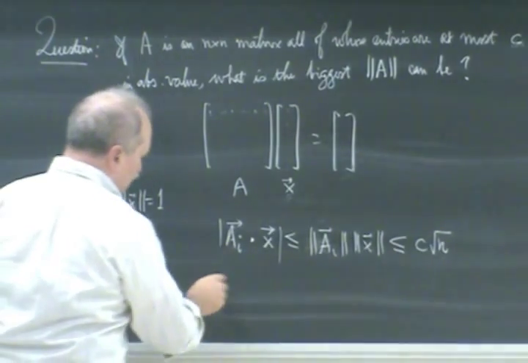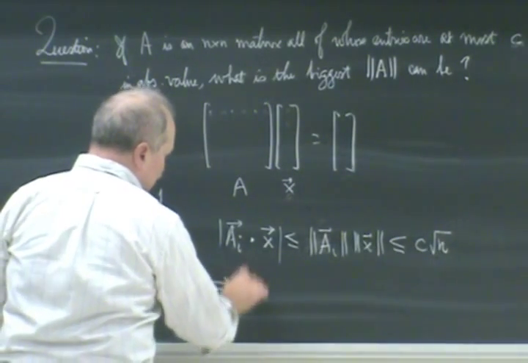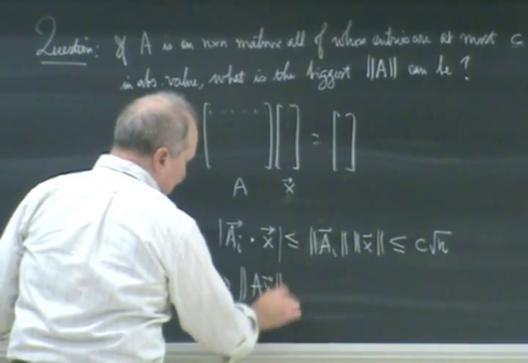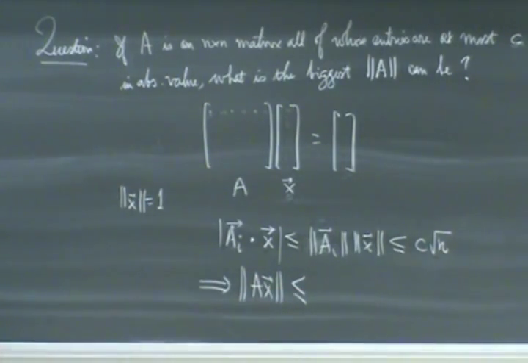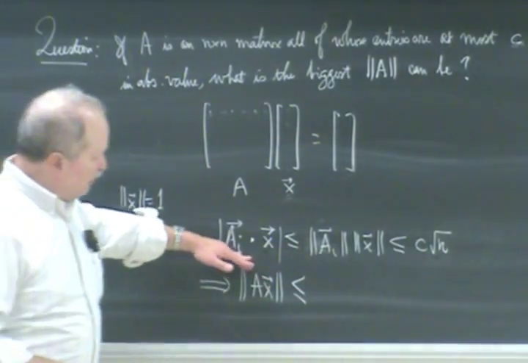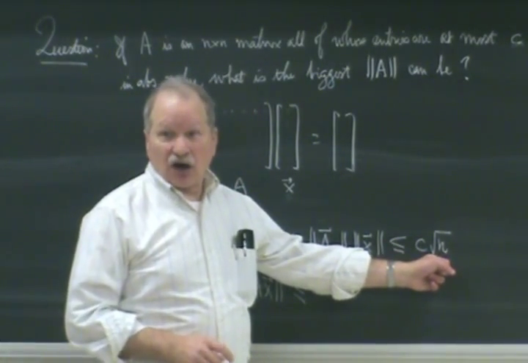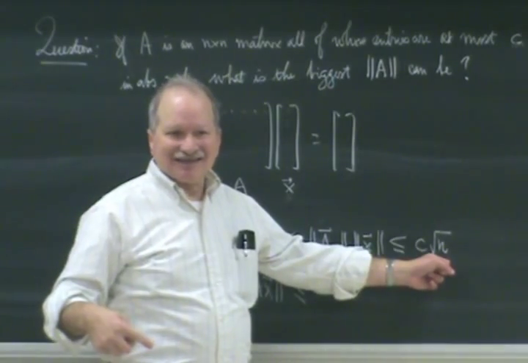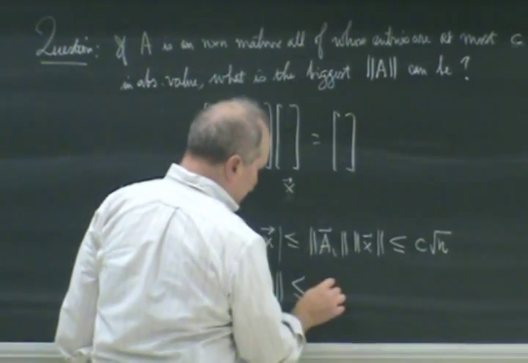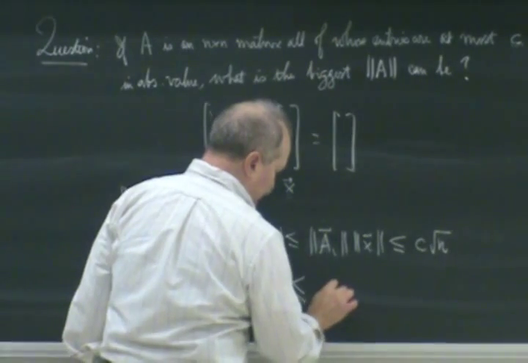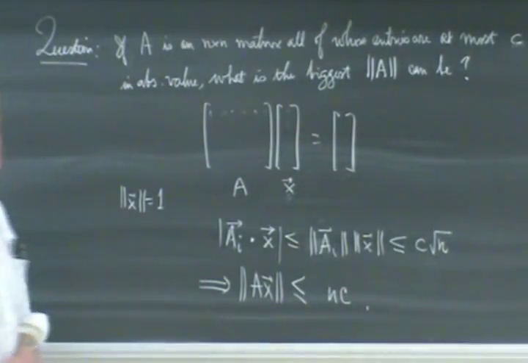So what does it follow, therefore, that the magnitude of AX could be at most what? You have a vector whose entries are at most that long, if it has n entries, times root. So you're going to get another root n. So watch out, you'll get n times c.